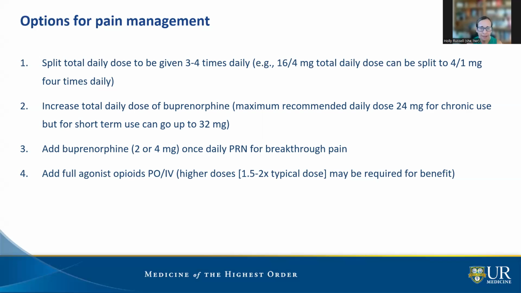Most commonly, for anything more than a small surgical procedure, we use full opioid agonists. And basically, what we do is we ask the surgeon what they usually use. The books say higher doses may be required for benefit, 1.5 to 2 times the typical dose. I have not found that to clinically be true. Usually, I just write what the surgeon requests, or what the surgeon typically uses, and then I let the patient know to let me know if they need a higher dose.